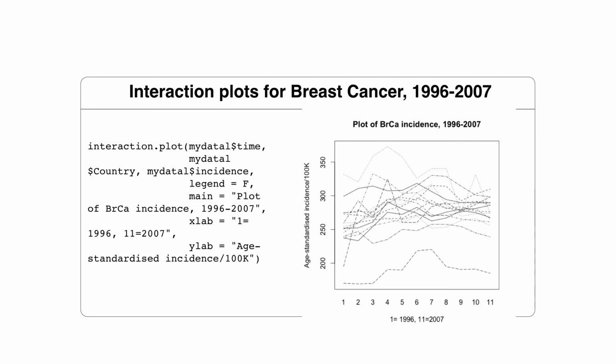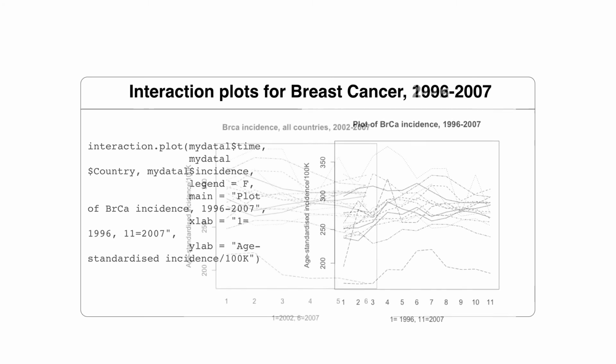And then what we're going to plot is the incidence rates, which is going to be the y-axis or outcome variable. So we say my data 1, dollar sign, incidence rate. And so when we do this, we get a series of lines that gives us the values between 1996 and 2007.